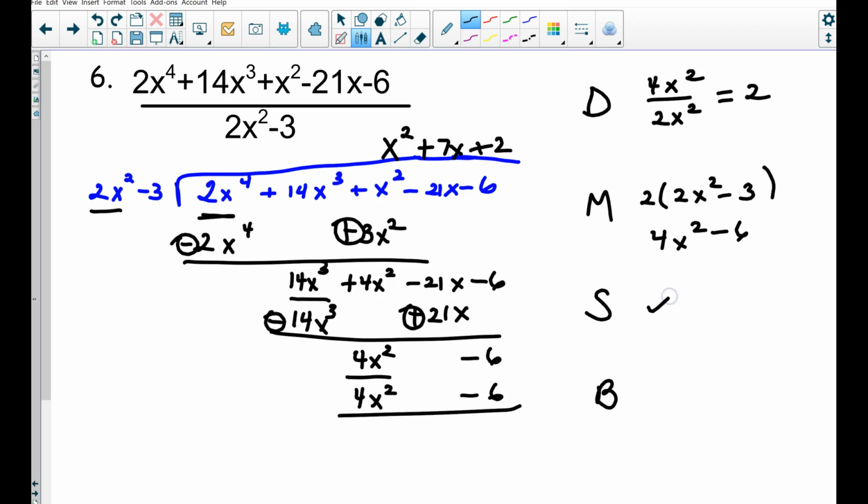I'm up to the subtract stage. So I change the sign and add down. And now I have no remainder. So the final answer is the quotient of x squared plus 7x plus 2.